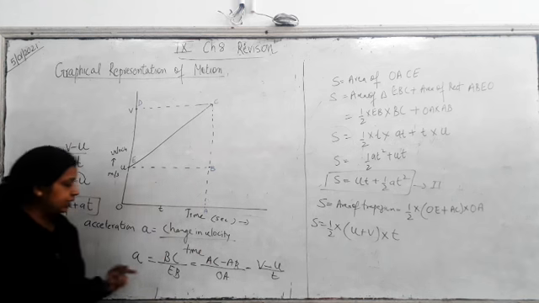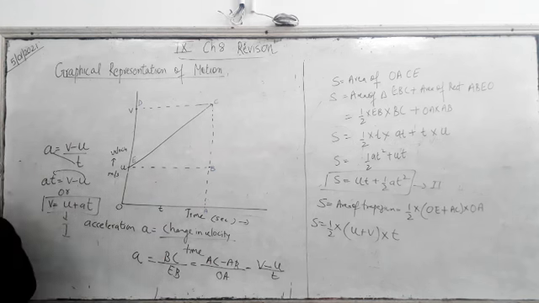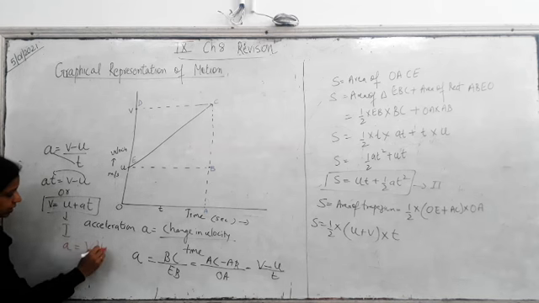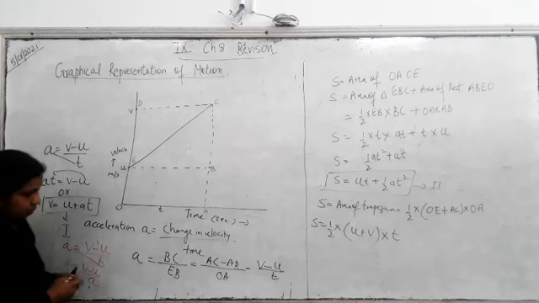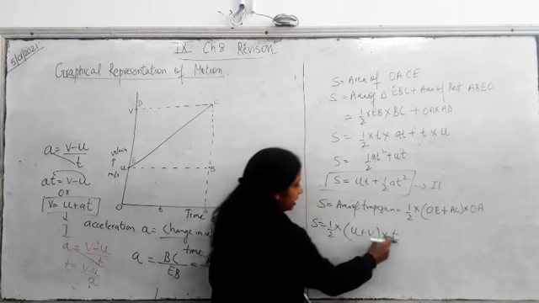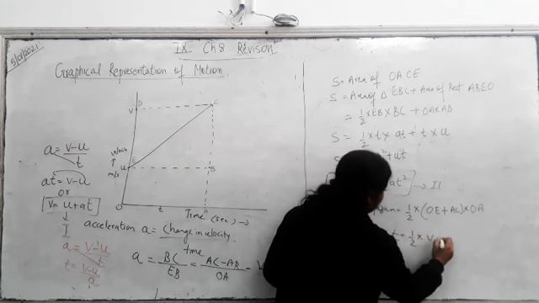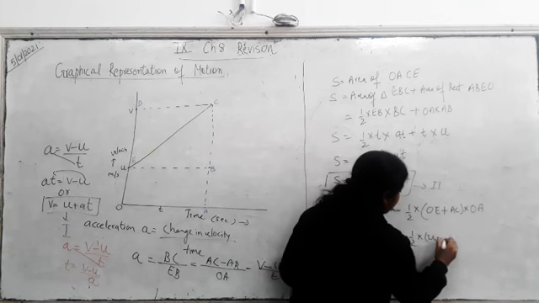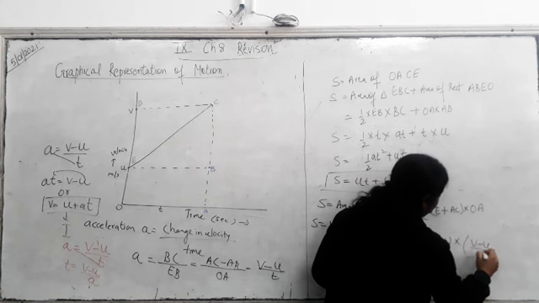So instead of T, what can I write? If you see here this first equation of motion, you know A is V minus U upon T. So if I just swap this, T I can write as V minus U upon A. So instead of T, I will write half into U plus V, and T I can write as V minus U upon A.